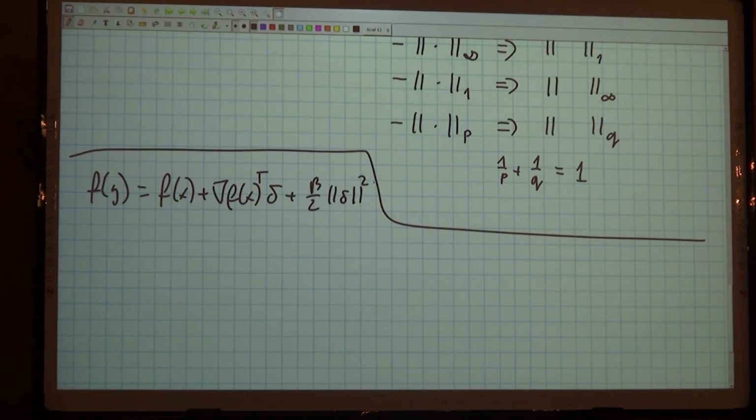Okay, so now how do we use this Taylor expansion to actually get an algorithm? Well, again, the principle is exactly the same. We look at the linear term and we want to minimize it as much as possible. But our currency is how big delta is, in the norm of our error.